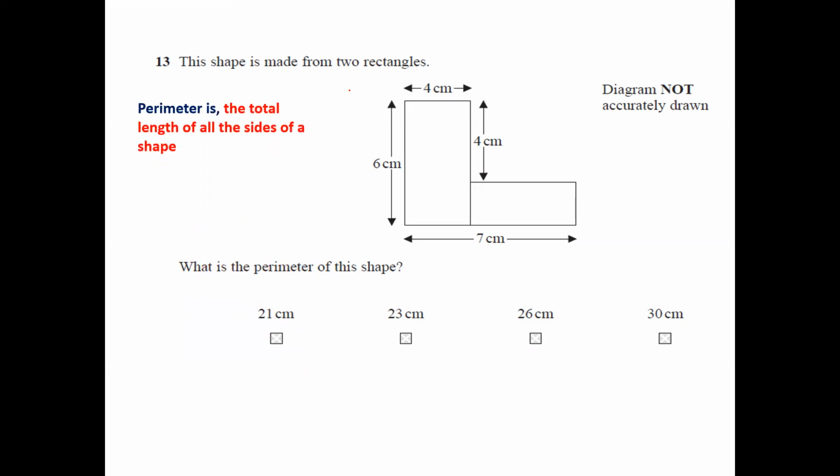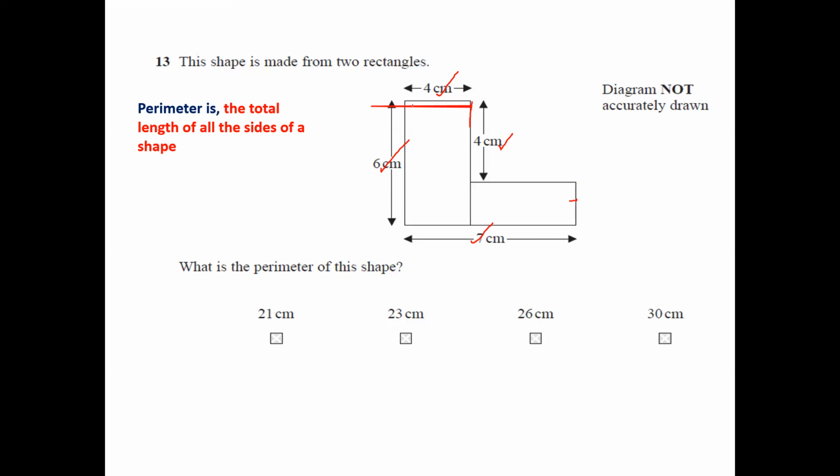So if you take this shape, there are 1, 2, 3, 4, 5, 6 sides. Out of that 6 sides, the length of this side is given, and this side also given, this side also given, and this side also given, but the length of this side is not given. So to get the perimeter, you have to find the length of this side. For that, you can use the information given in this question.